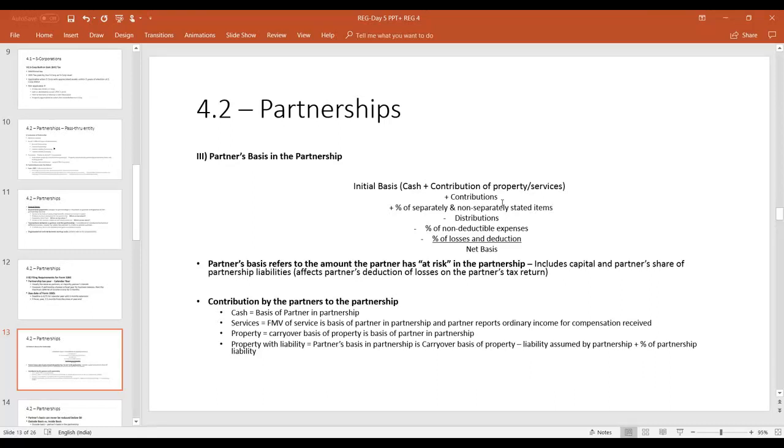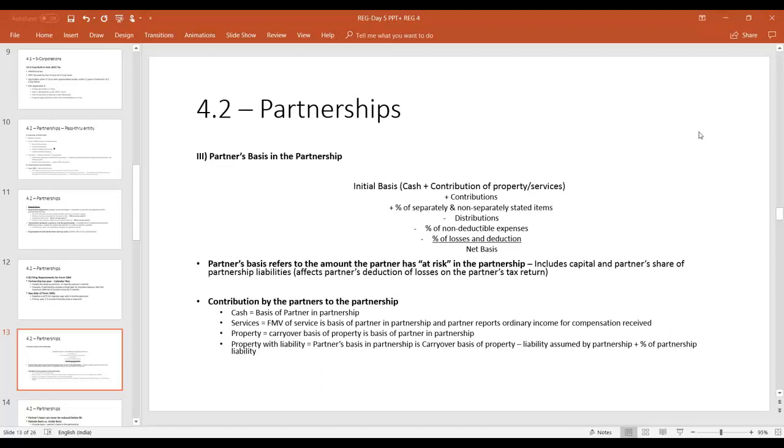Now, partner's basis refers to the amount the partner has at risk in the partnership. Now, why are we concerned about what is at risk to the partner? Because again, when we talk about losses, the deduction of losses will be limited if you don't have enough basis. So at the individual level, it is very important to determine whether the partner is at risk to the partnership. And what is the at-risk amount? It includes the partner's capital and the partner's share of partnership liabilities.